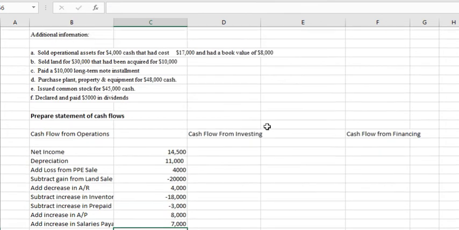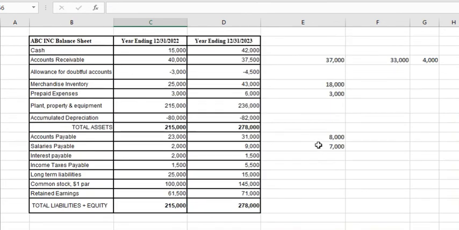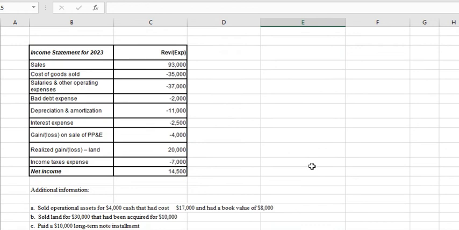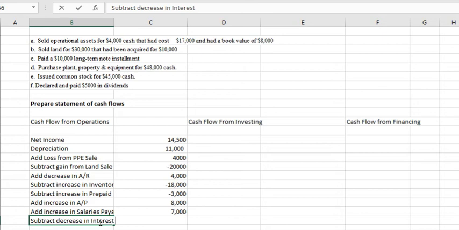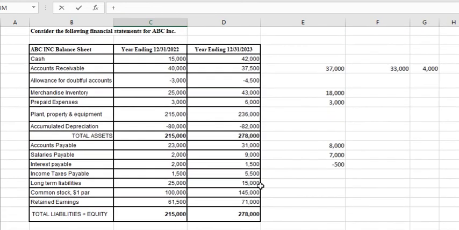Then we have interest payable. That's typically a current liability as well. In this case, interest payable is decreasing, so we are going to take that out. Subtract decrease in interest payable, and we are going to record that as such.